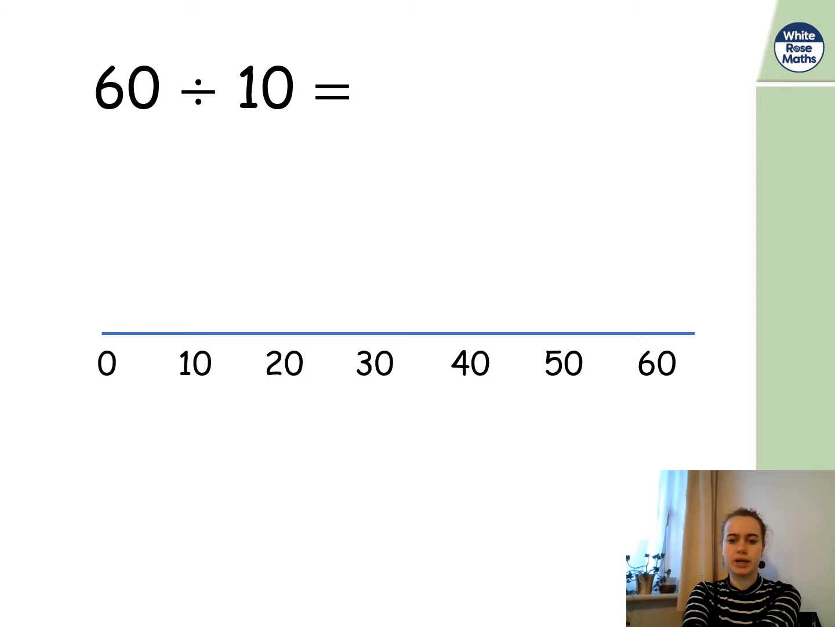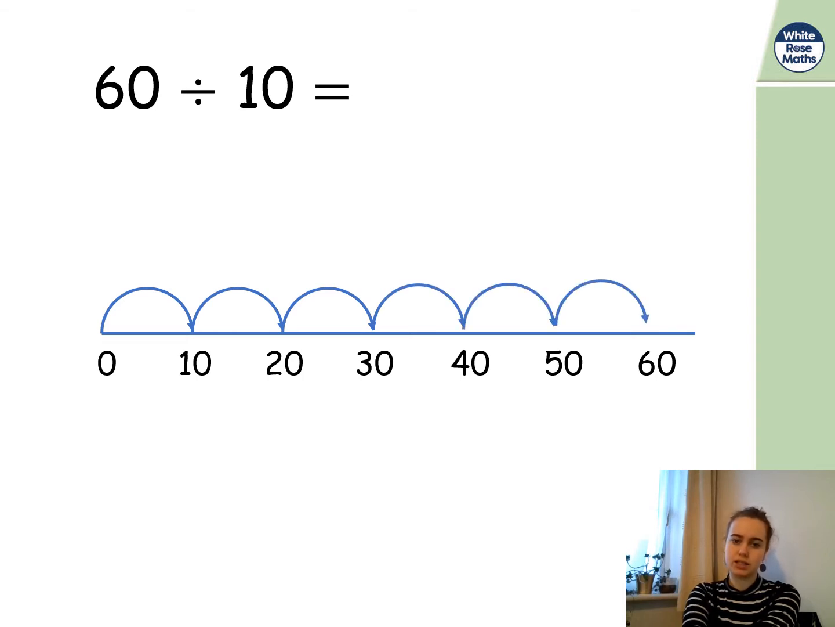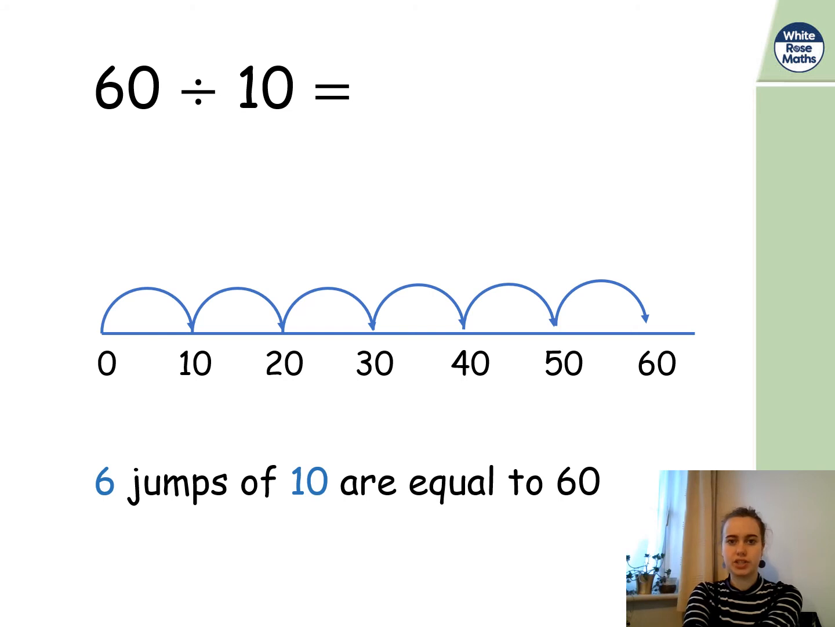60 divided by 10. Now we're going to count up in 10s this time. 10, 20, 30, 40, 50, 60. How many jumps have I done? Have a think at home. Can you count them up? There were 6 jumps, and 6 jumps of 10 are equal to 60.